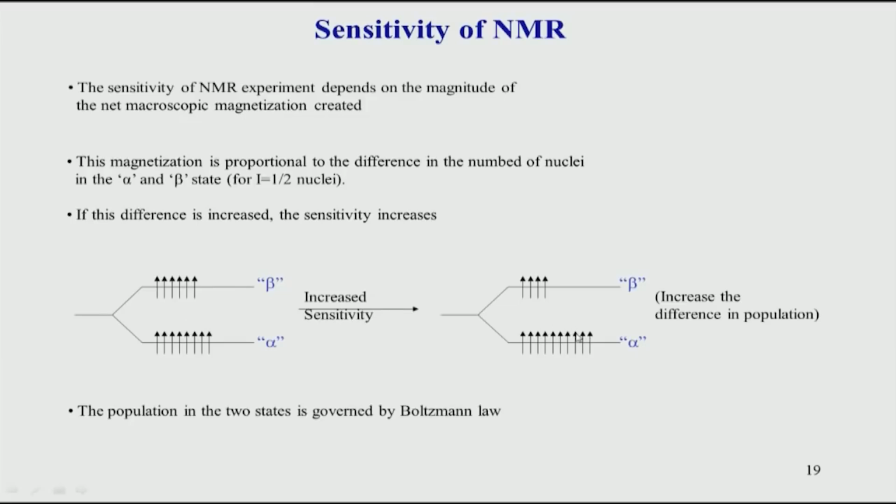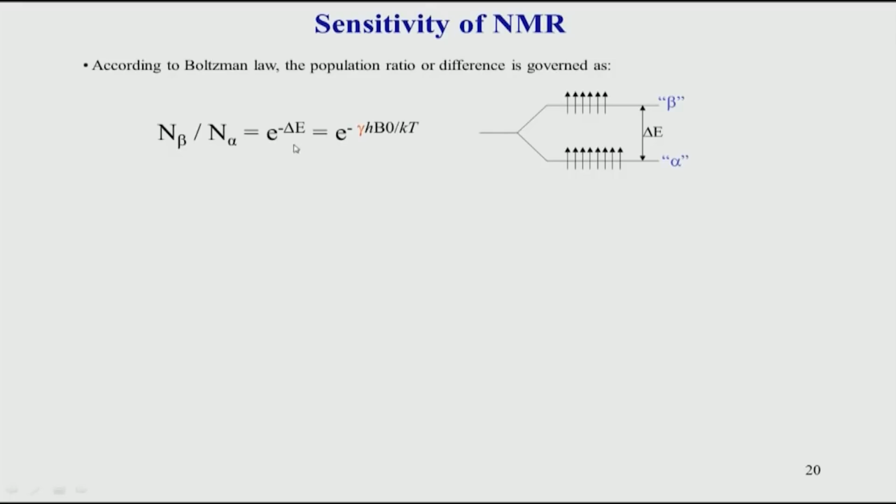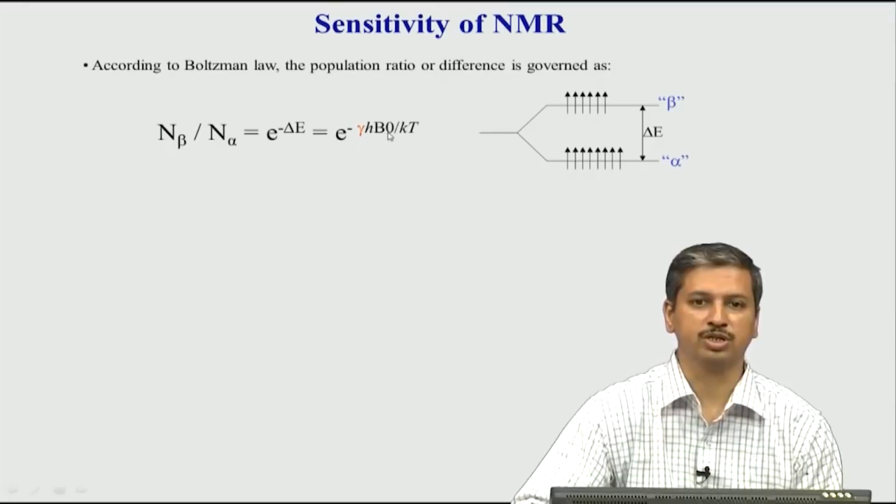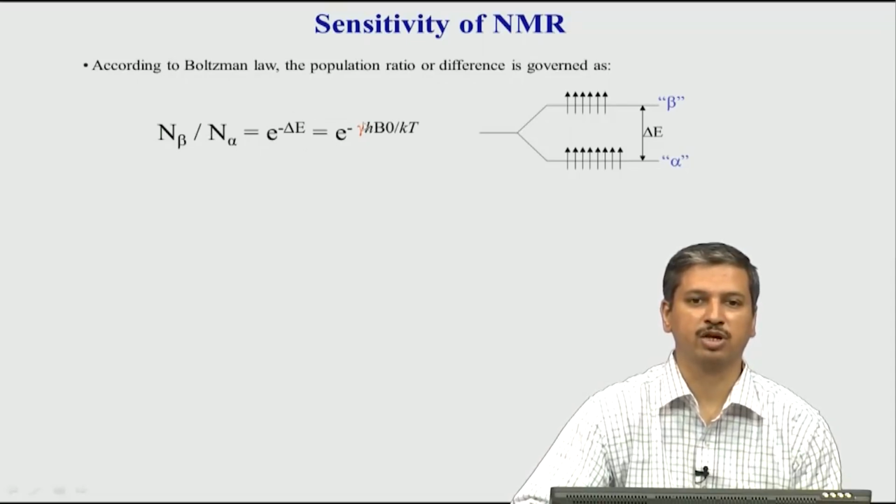As I said, if you go back to the Boltzmann law, the difference comes from this factor here. If I increase the B0 value, that is the magnetic field, I can increase the difference, because if you look at this mathematical formula, if I increase delta E, e raised to minus delta E will go down, which means that fewer nuclei will be in the upper state compared to n alpha. So, what we are trying to do here is increase n alpha compared to n beta. So, the relative ratio is governed by this famous Boltzmann equation.